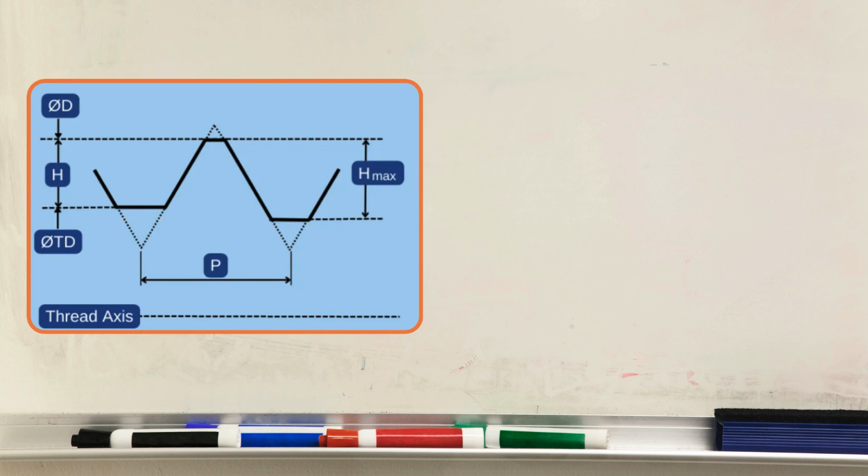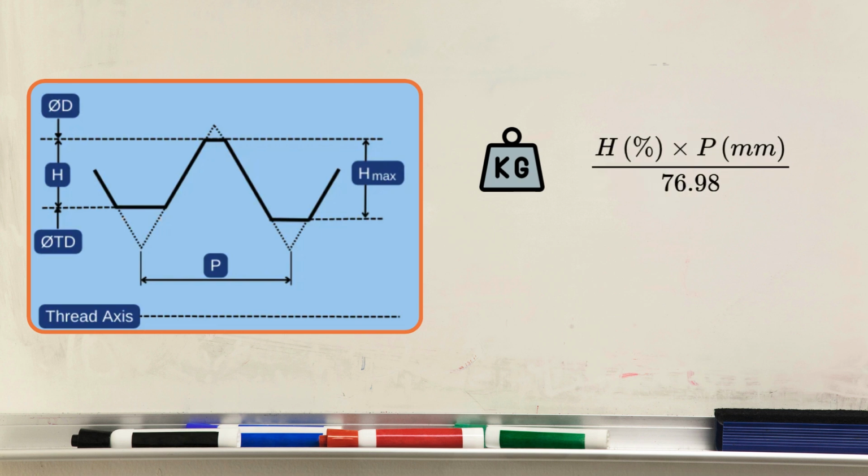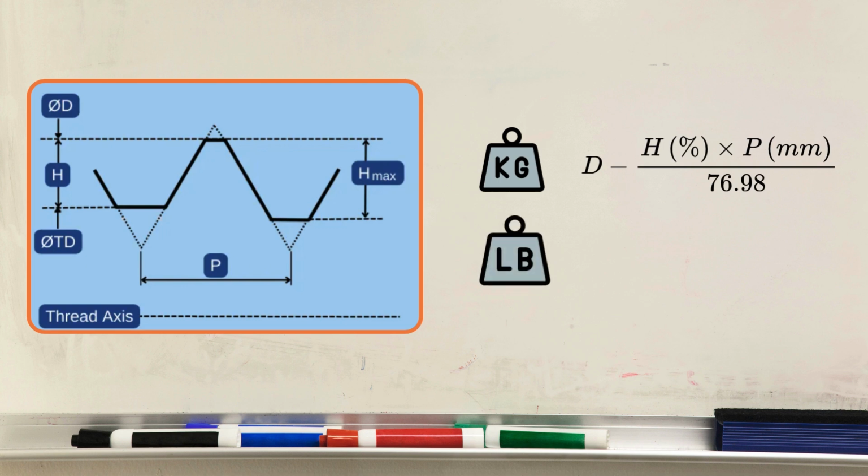Let's have a look at how to calculate it. When metric units are used, and the pitch is denoted in millimeters, the formula would be major diameter minus the thread depth in percentage times the pitch divided by 76.98. When inch units are used, and the pitch is denoted in TPI, the formula would be major diameter minus the thread depth in percentage divided by the TPI times 76.98.